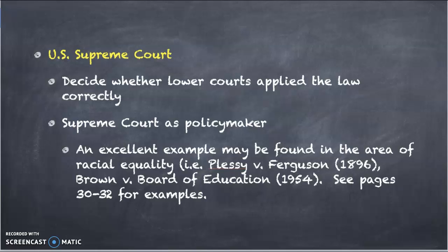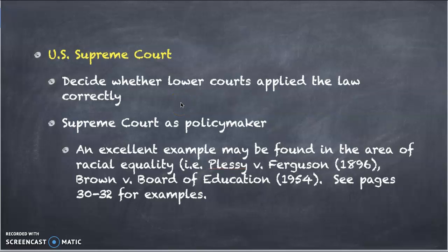Our textbook on pages 30 through 32 has a lot of good examples of the type of policy-making decisions that this court's made. If we look at law enforcement, for example, issues regarding search and seizure, the Supreme Court has made those policy-making decisions. In other words, police have had to change their policies. Miranda, in terms of advising somebody of their constitutional rights prior to any questioning once they're in custody. Again, it's a policy-making decision. So the Supreme Court has a significant influence on all of us.